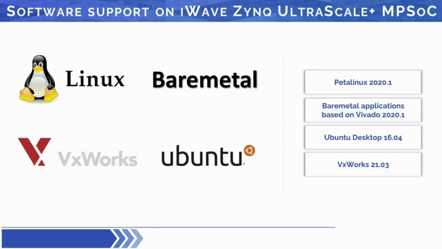Now looking at different types of end applications or requirements. There are different types of operating systems required depending on the functionality, the features, and the corresponding real-time operation required. So in complementing our portfolio of system on modules, we also offer complete software support for Linux, bare metal, VxWorks, and Ubuntu, complementing our system on MPSoC based system on modules, single board computers, and solutions.